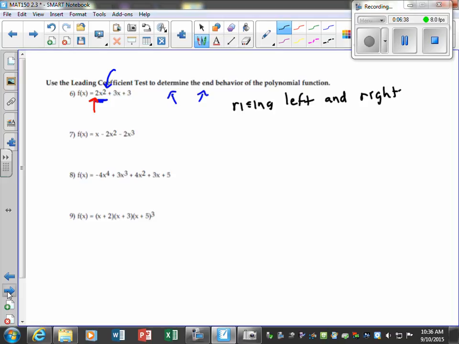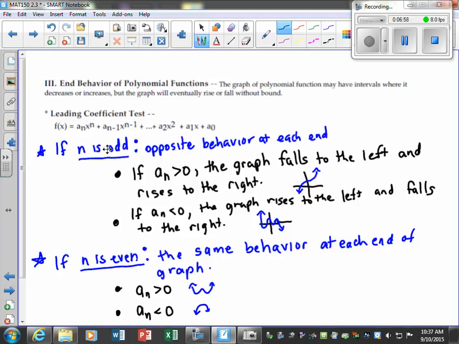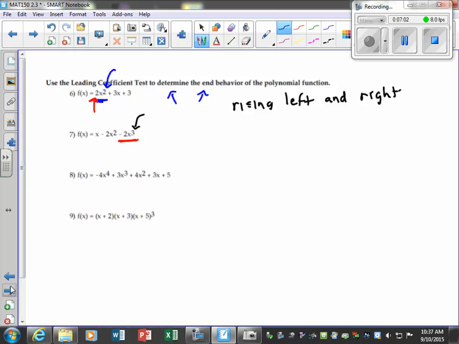Okay, let's look at number 7. We first identify the leading term, which is this term right here. Now we're going to look at the exponent to determine if it's even or odd. And what do you think? Odd. The 3 is an odd number, so an odd number has opposite behavior. That's easy to remember: odd, opposite. That means one's going to finish up and one's going to finish down, or vice versa.